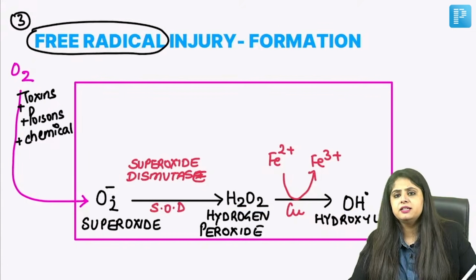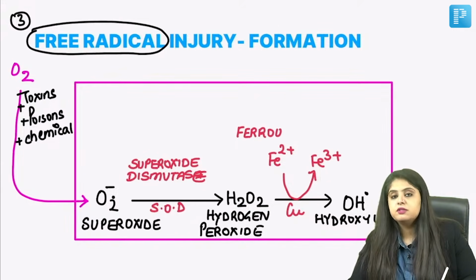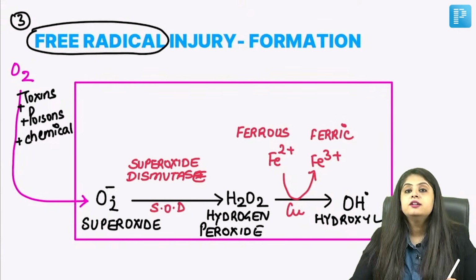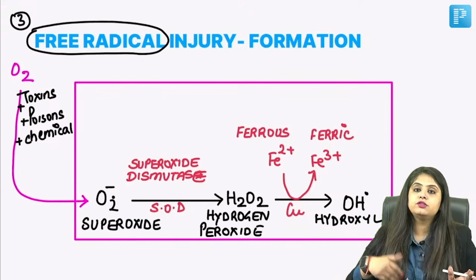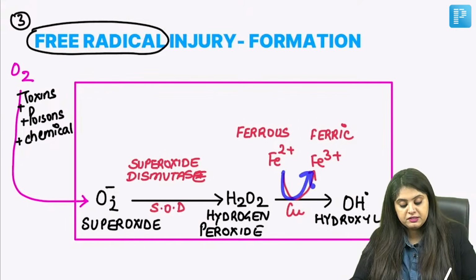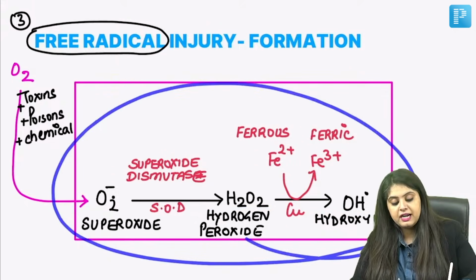Let me tell you a little chemistry. Fe2+ was what? Ferrous, ferric. I've forgotten. What is Fe2+? Fe2+ was ferrous and Fe3+ was ferric. Do we all remember this? Am I right on this? So basically they will ask you what changes to what. So ferrous changes to ferric, and when that change happens, that is when H2O2 changes to hydroxyl. So, 3 free radicals are ready.